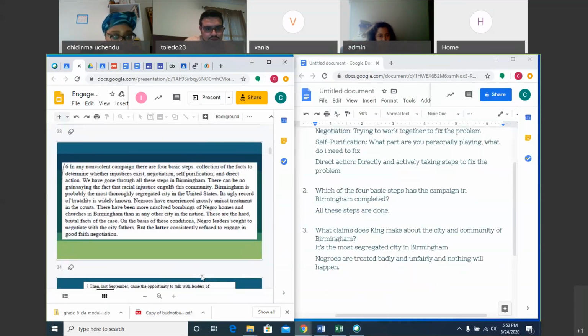See that? Am I not seeing something? "Birmingham is the most thoroughly segregated city in the United States. Its ugly record of brutality..." Oh, I see the sentence, but police is not there. So you probably just thought when you saw brutality that it was police. It doesn't say police in there. The police maybe could be included, but he's thinking in general.